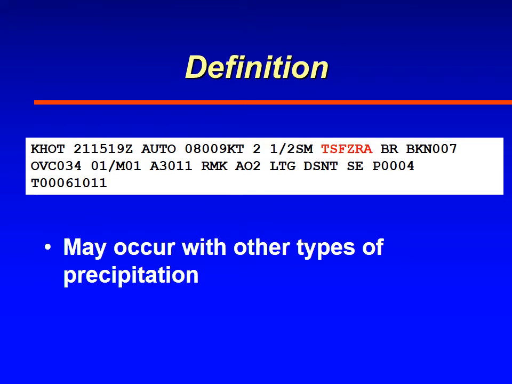This METAR is pretty interesting. It came from Hot Springs, Arkansas in the spring of 2016, and it shows thunderstorms with freezing rain and also mist.